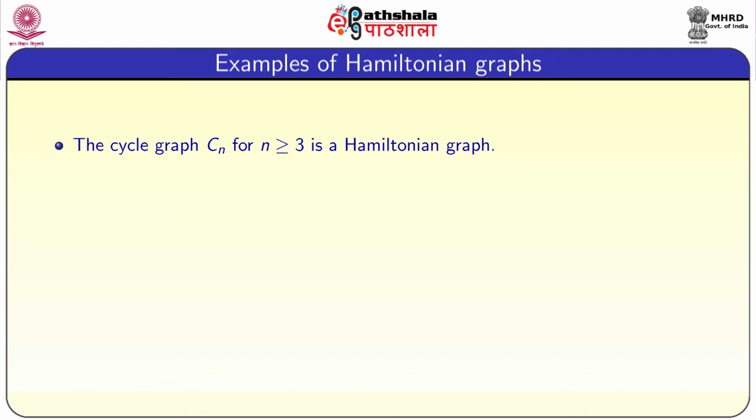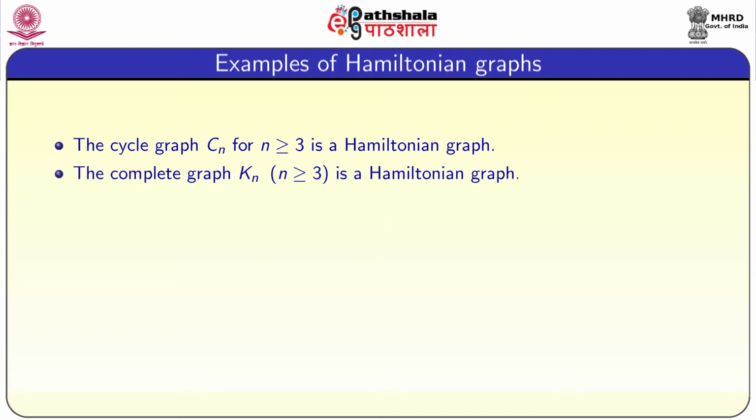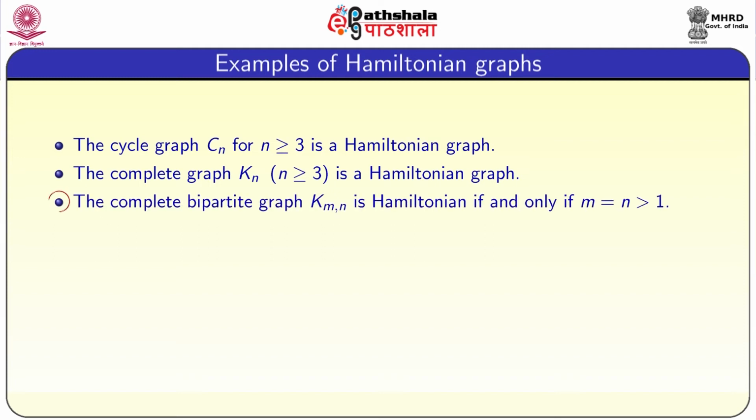A few examples of Hamiltonian graphs. The cycle graph Cn for n greater than or equal to 3 is a Hamiltonian graph. It is because the degree of each vertex is 2 here, and it is easy to see that we can go from the starting vertex, visit all the vertices and come back. So, every cycle graph is Hamiltonian, and the complete graph Kn is a Hamiltonian graph. Kn contains Cn as a subgraph, so clearly Kn is also a Hamiltonian graph. The complete bipartite graph Kmn is Hamiltonian if and only if m equals n and both are greater than 1.